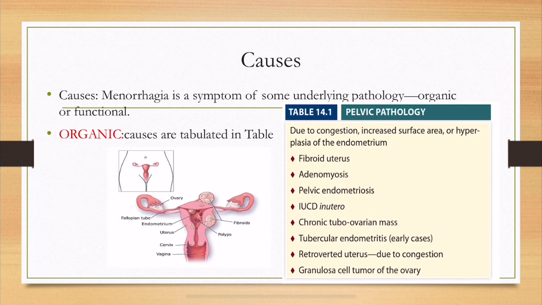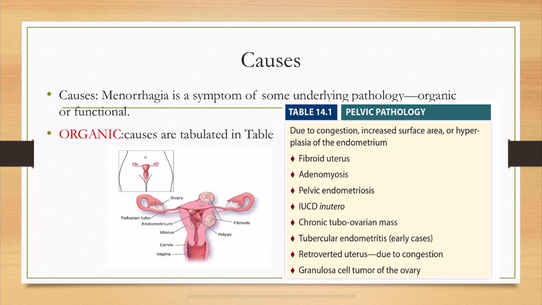The causes of excessive bleeding can be either organic or functional. For the organic causes, we are going to discuss the pelvic pathology, that is, the abnormalities found which result in excessive bleeding. Due to congestion, there is increased surface area or hyperplasia of the endometrium. Because of the congestion, there is an increase in the number of cells of the endometrium.